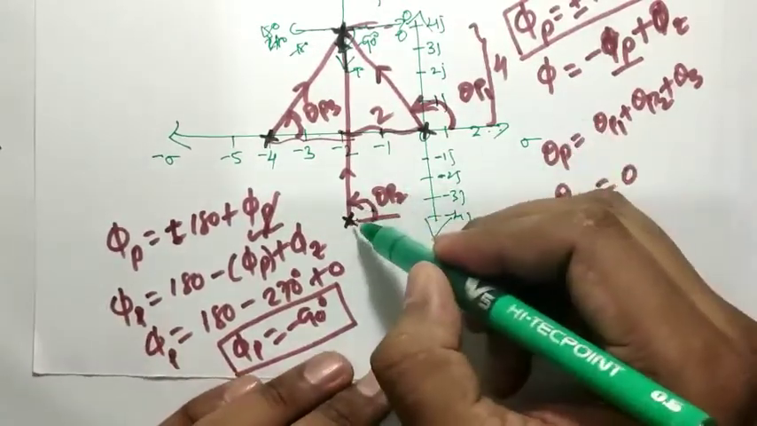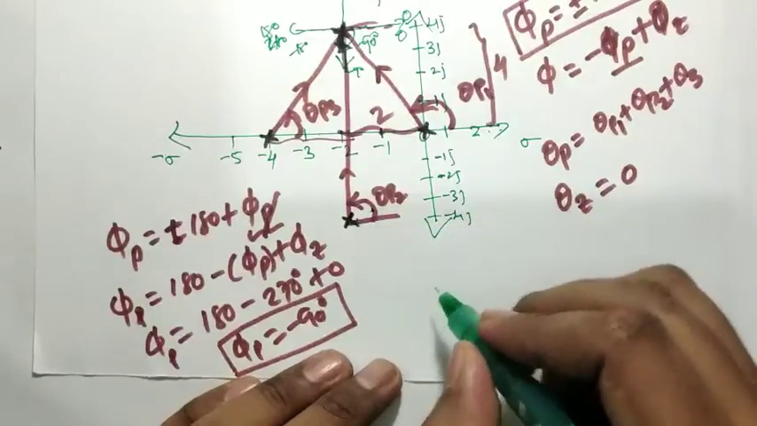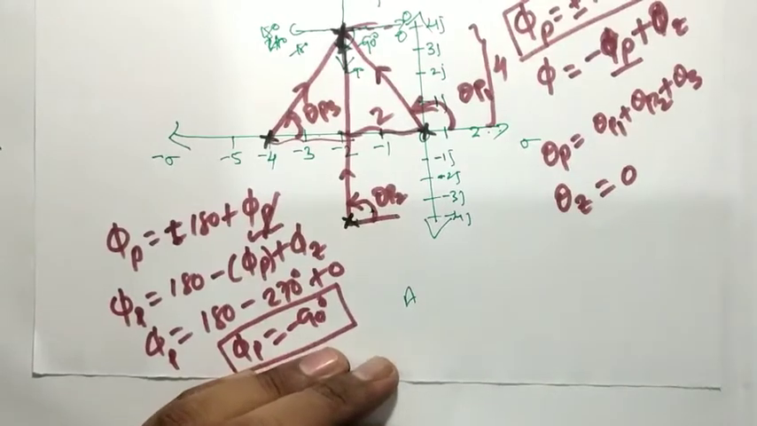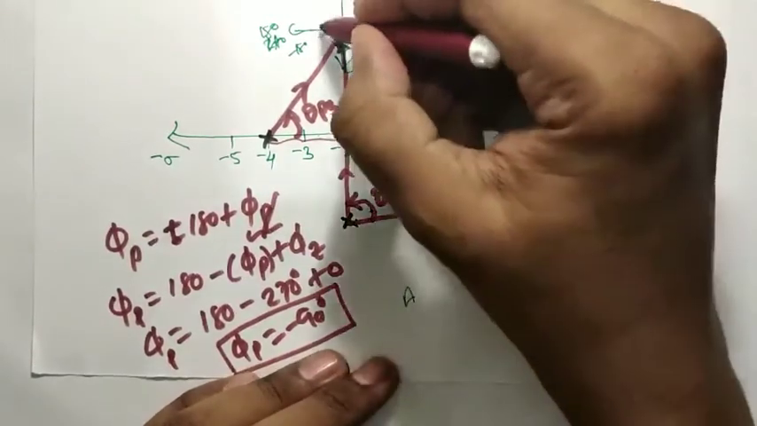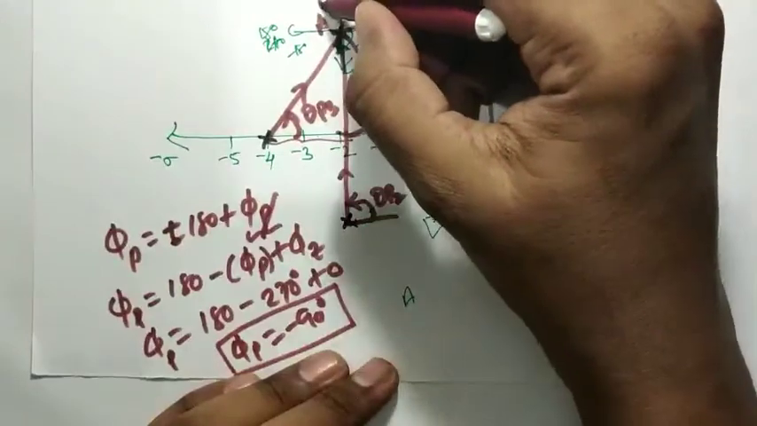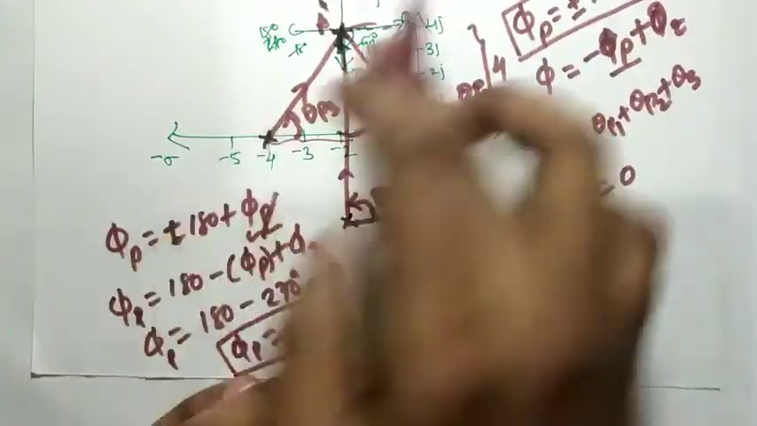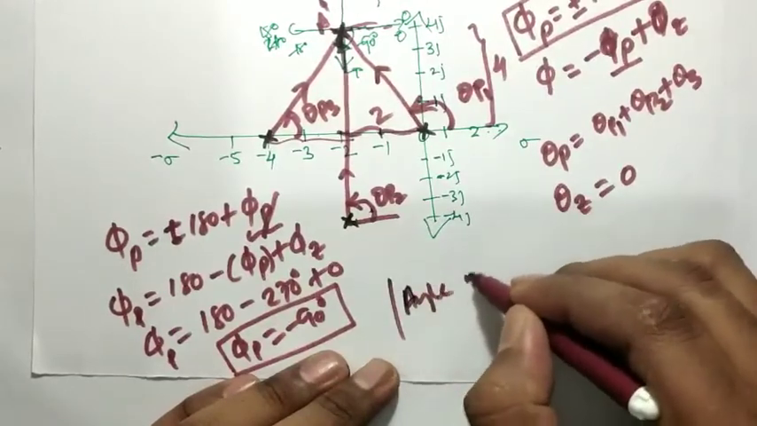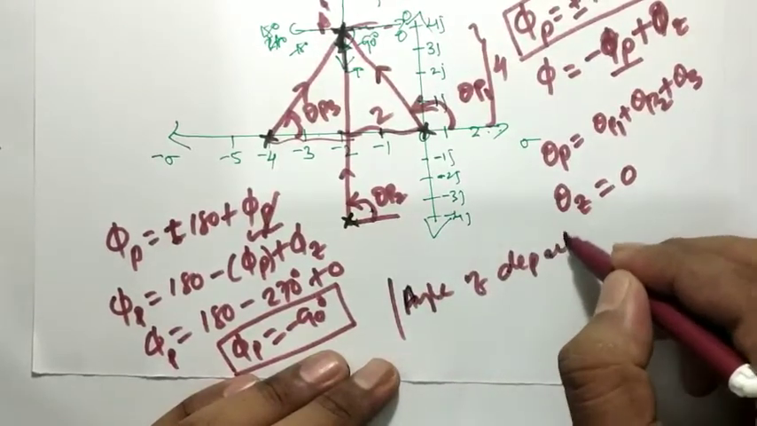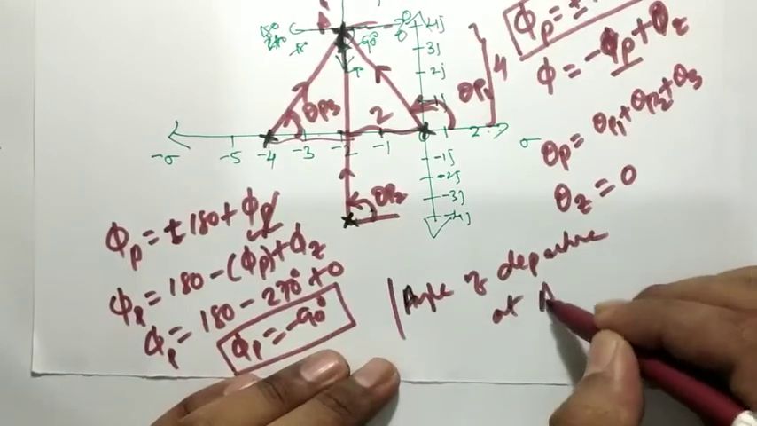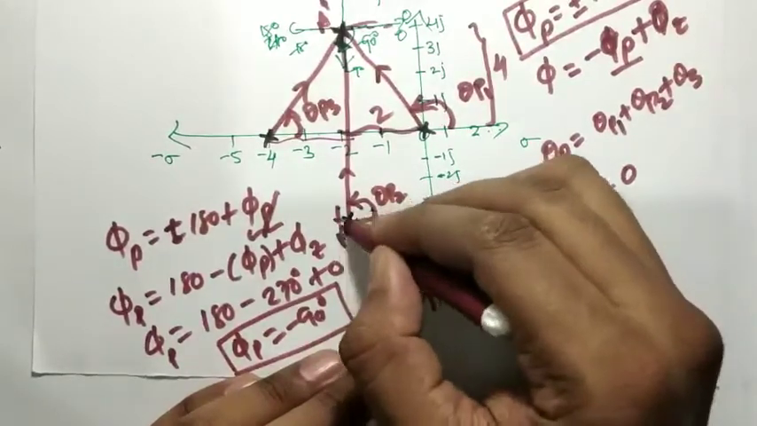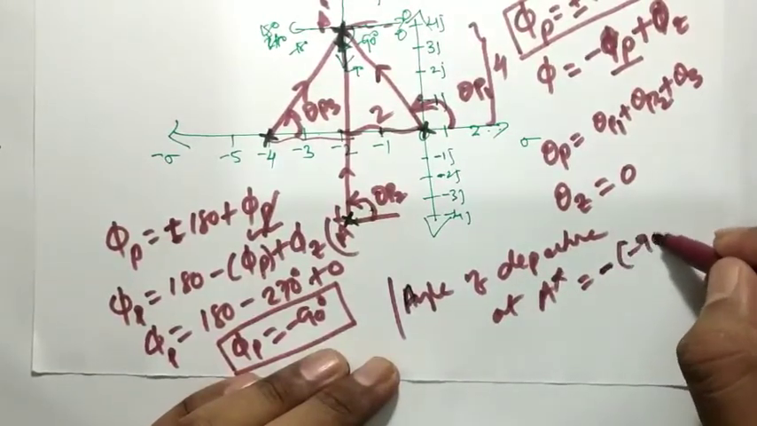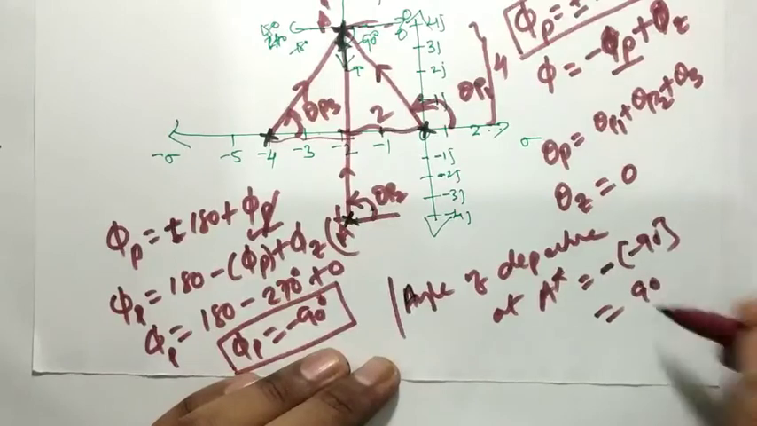How are you going to find this pole? So angle of departure. If you take this as A, the angle of departure at A is equal to how much? Minus 90. Angle of departure at A dash. So this is the A dash. I am going to take this as A dash. A dash is equal to, the formula is minus of minus 90 degrees. So you will get 90 degrees.